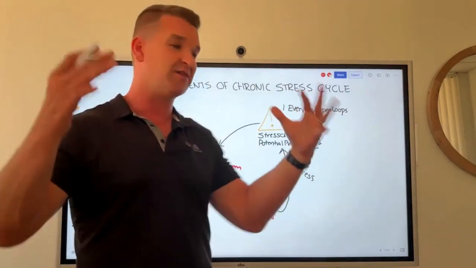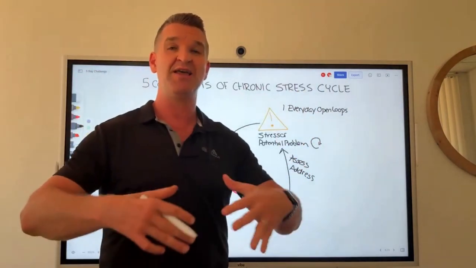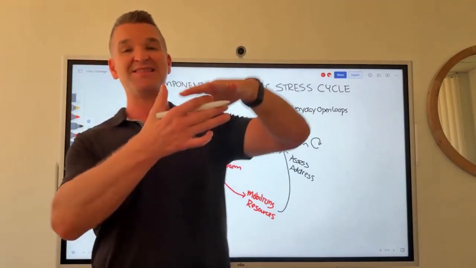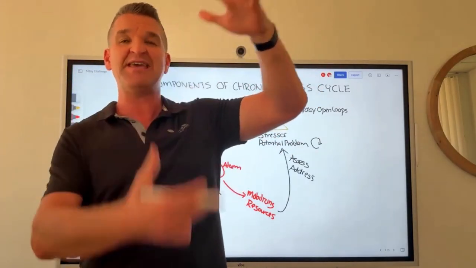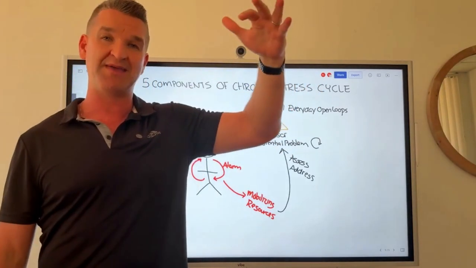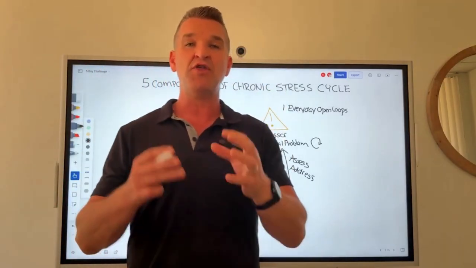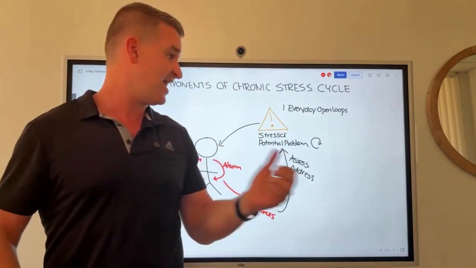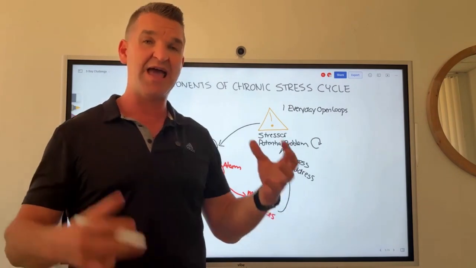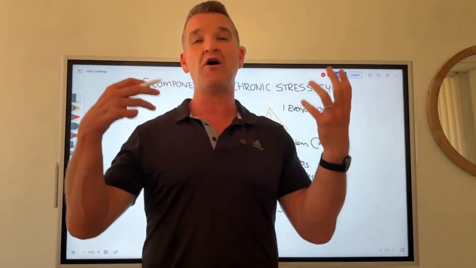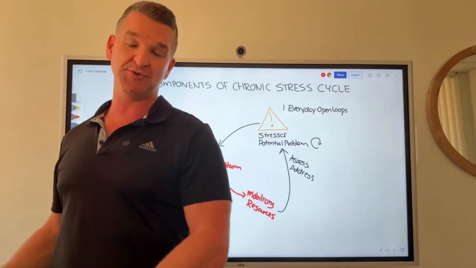And they accumulate. They accumulate. It's the running to-do list. It's the things that just keep piling up over time, okay? And the key is they're not being assessed and addressed, right? The everyday open loops. I call it death by 1,000 to-dos, okay?